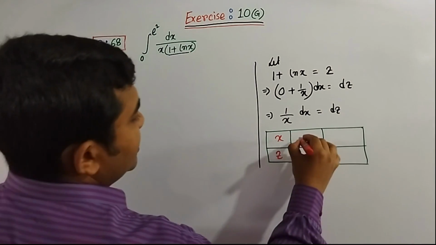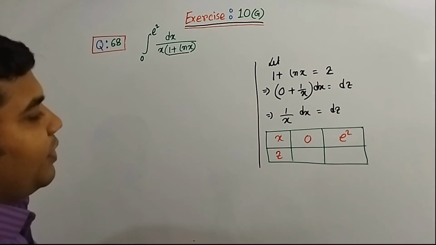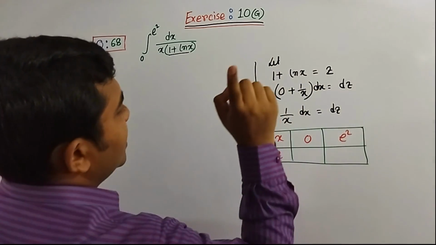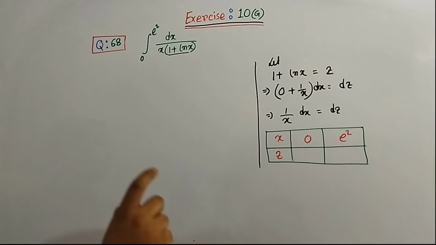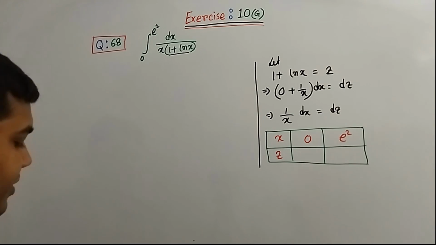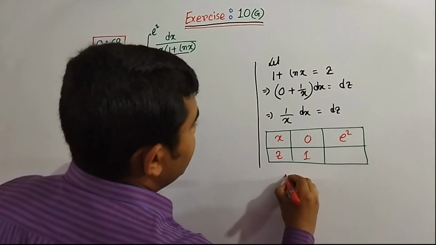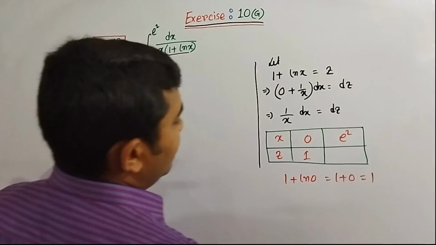The values of x were 0 and e square. If we put in the value of x as 0, then we can understand very clearly that 1 plus ln 0 is nothing but 1, isn't it? So write down here 1. So what was there? 1 plus ln 0, that was 1 plus 0, so we found 1.